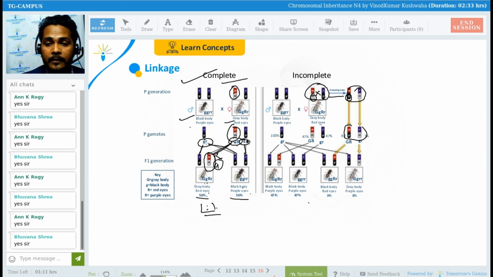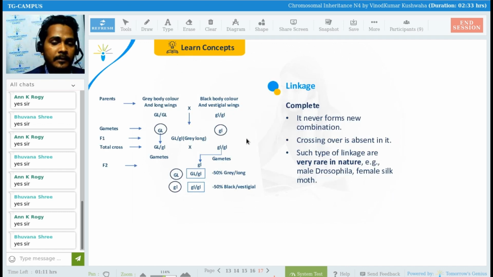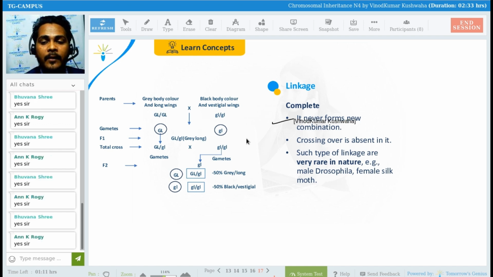But in incomplete linkage, you will get, see, 47%, 3%, which means it is not completely 1:1. Clear? So this is what complete and incomplete linkage are. Complete linkage never forms new combinations. That means in complete linkage you will not get new combinations, right? Always you will get the same offspring as their parents.